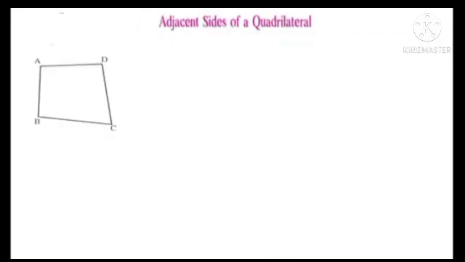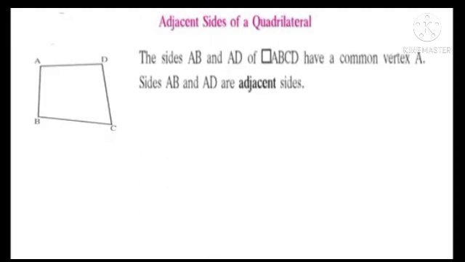Next, let's learn about adjacent sides of a quadrilateral. In this quadrilateral ABCD, the sides AB and AD of quadrilateral ABCD have a common vertex A. So sides AB and AD are adjacent sides. Whenever there is a common vertex in between them, it's an adjacent side.